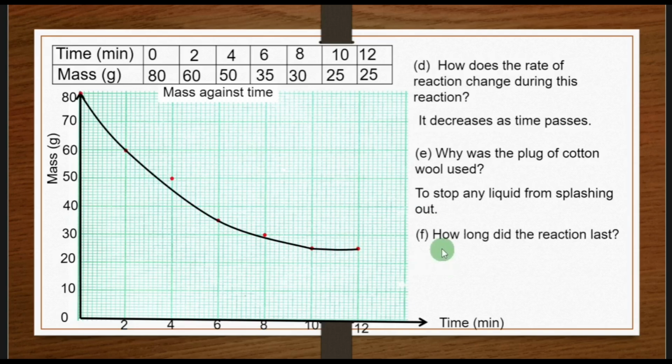All right, so another question says how long did the reaction last? So how long did the reaction last is what we are looking at here. The mass at 0 was 80, at 260, at 450, at 635, at 830, then at 1025, at 1225. So here 25, it means there was no change. The reaction was still taking place. Carbon dioxide was still being produced from here up to here, then from here the same mass. It means it stopped from here. So now at what time did it stop changing? At 10. So the time it took, or how long the reaction lasted, is 10 minutes.